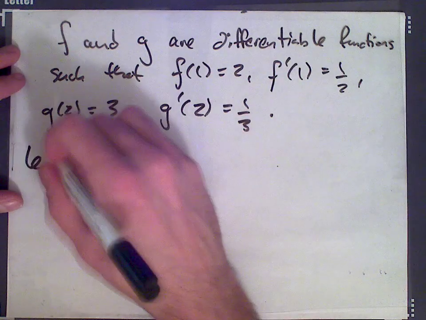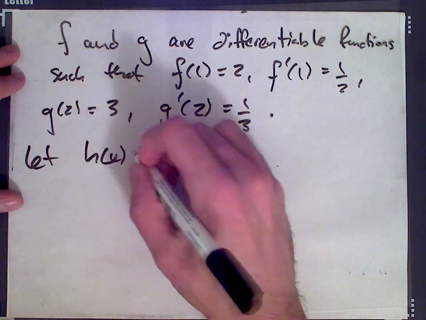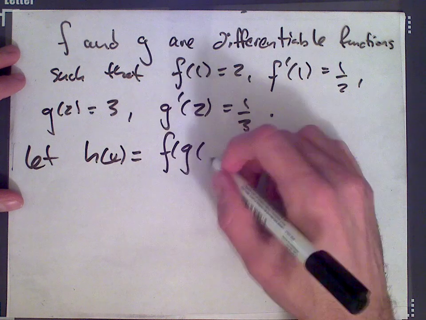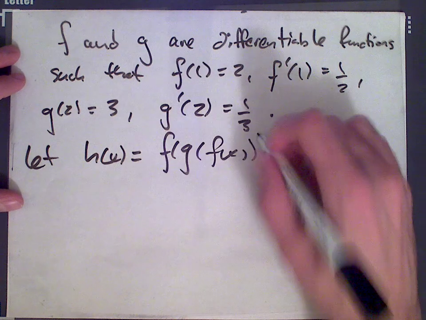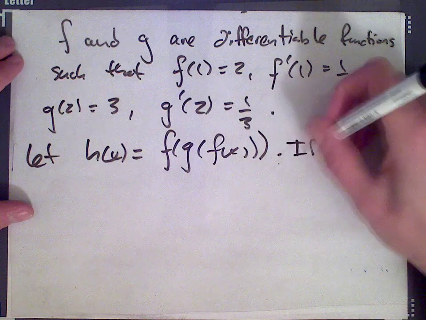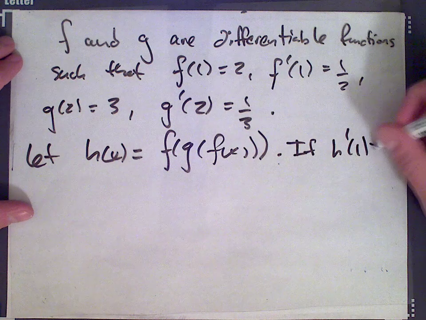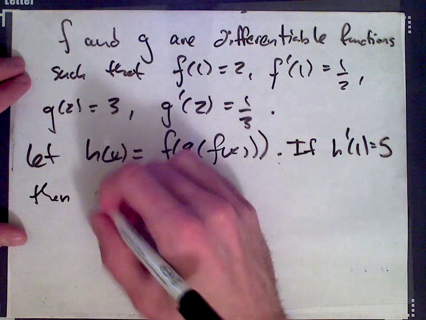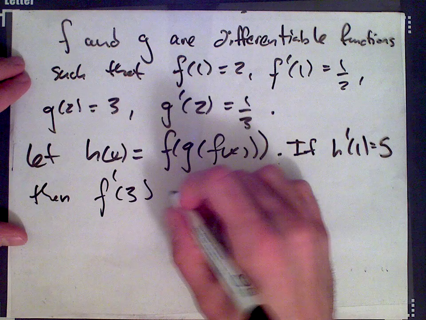Let h of x be equal to f of g of f of x. Okay, so three functions composed together. If h prime of 1 is 5, then f prime of 3 is what?